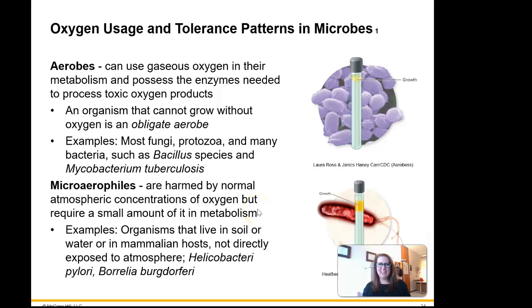Hello, everybody. This is the next part of our lecture for week 7, and I did want to rewind just a smidge about thinking about oxygen usage and tolerance patterns in microbes. So essentially what we have are those organisms that love oxygen, okay? They are thriving in normal atmospheric concentrations of oxygen. So we think about those as the aerobes. Now, if you are obligated to live in those environments where you cannot survive otherwise, then we call you an obligate aerobe. So that was our first example there.